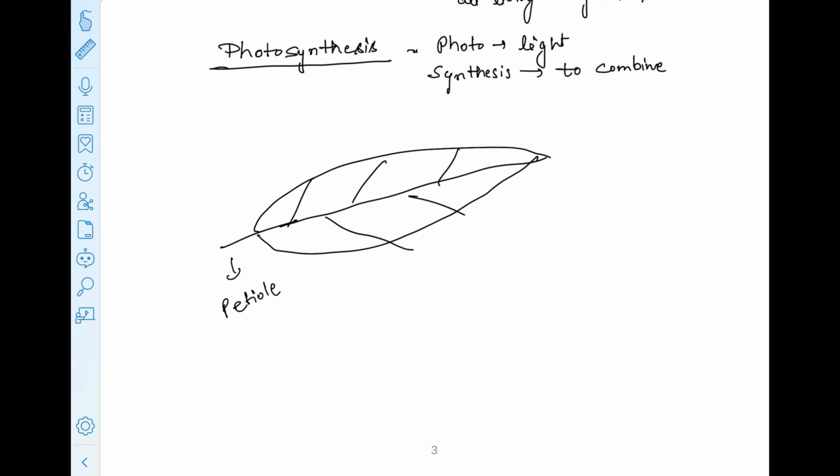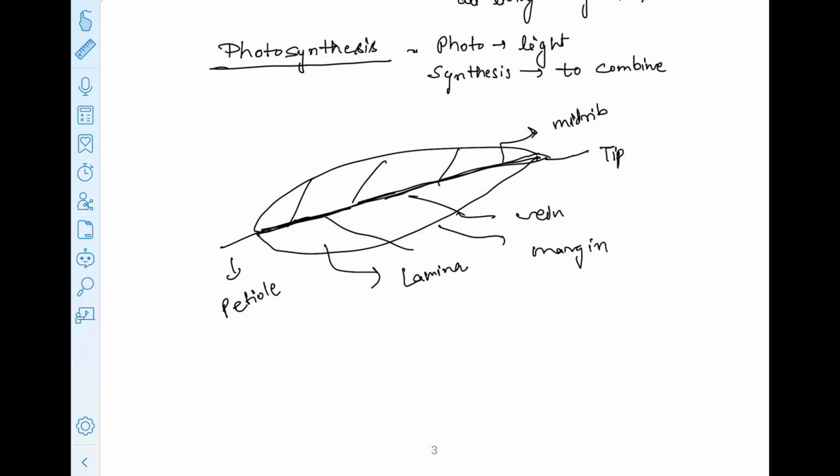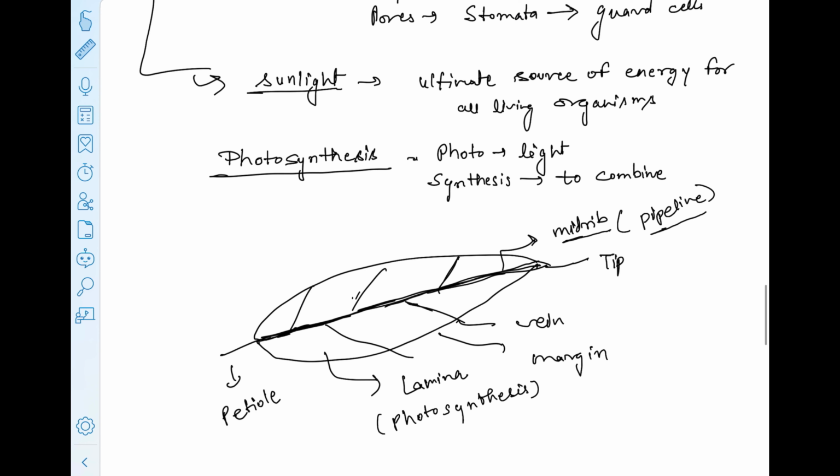This is known as the petiole. This is known as the midrib. This is known as the tip. This portion is known as the lamina. And these branch-like structures are known as veins. This is the margin. We just talked about how water and minerals are transported to the leaves. The portion where photosynthesis takes place is known as the lamina. And the midrib is the portion which acts like a pipeline. We can say that it is the main pipeline of a leaf that transports water and minerals further through these branch-like structures called veins.